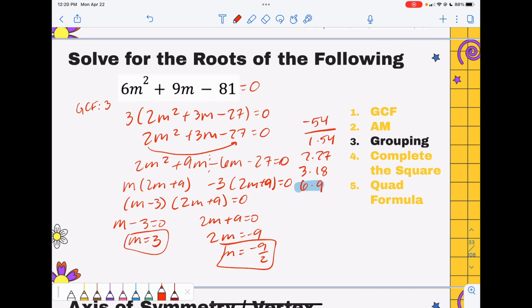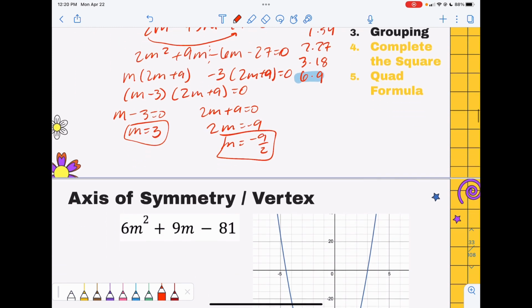All right, so here I find that my two roots are positive 3 and negative 9 over 2, which is negative 4.5. We could double check this by substituting in. I invite you to pause the video, give that a try, but these are our two roots for our quadratic. There we go. So that's the grouping method. We have at least one more example of this.